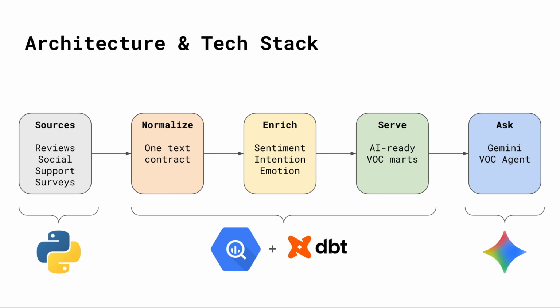In terms of tooling, we use Python and BigQuery data transfer for ingestion of raw data, BigQuery for data warehousing, dbt for building and testing data models for data transformations within BigQuery, and Gemini in BigQuery as the AI agent. At this point, once the data is connected and the agent has the right context, users can start asking practical questions.